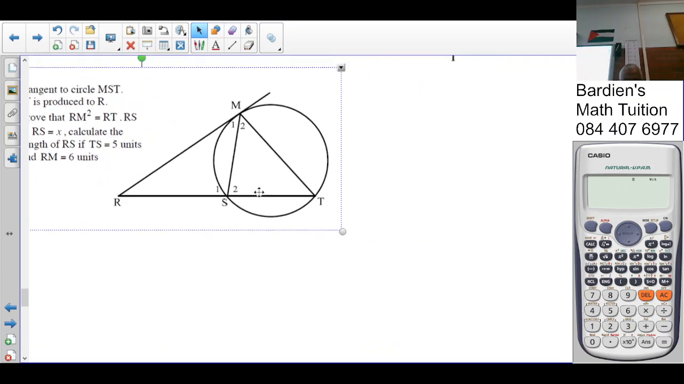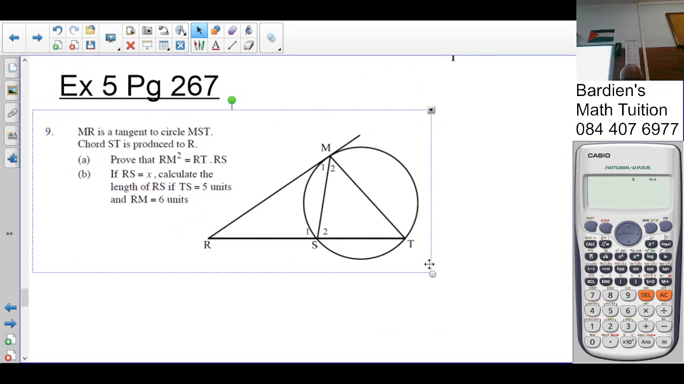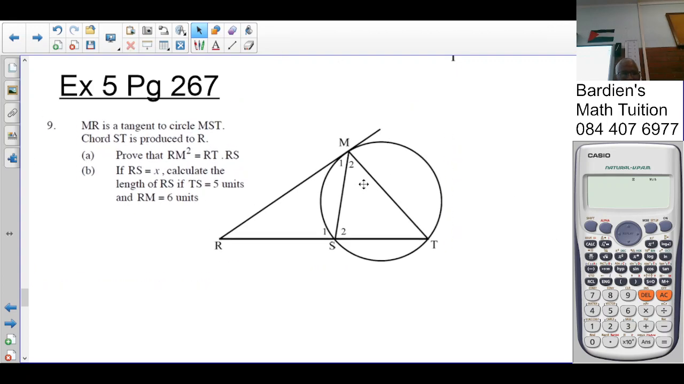So the call was for question 9. So we are told that MR is a tangent to the circle MST. So if this is a tangent, what do we know? We know that angle M1 is equal to angle T. Okay. Then we are told that chord ST is produced to R. So in that order, it's going in that direction.